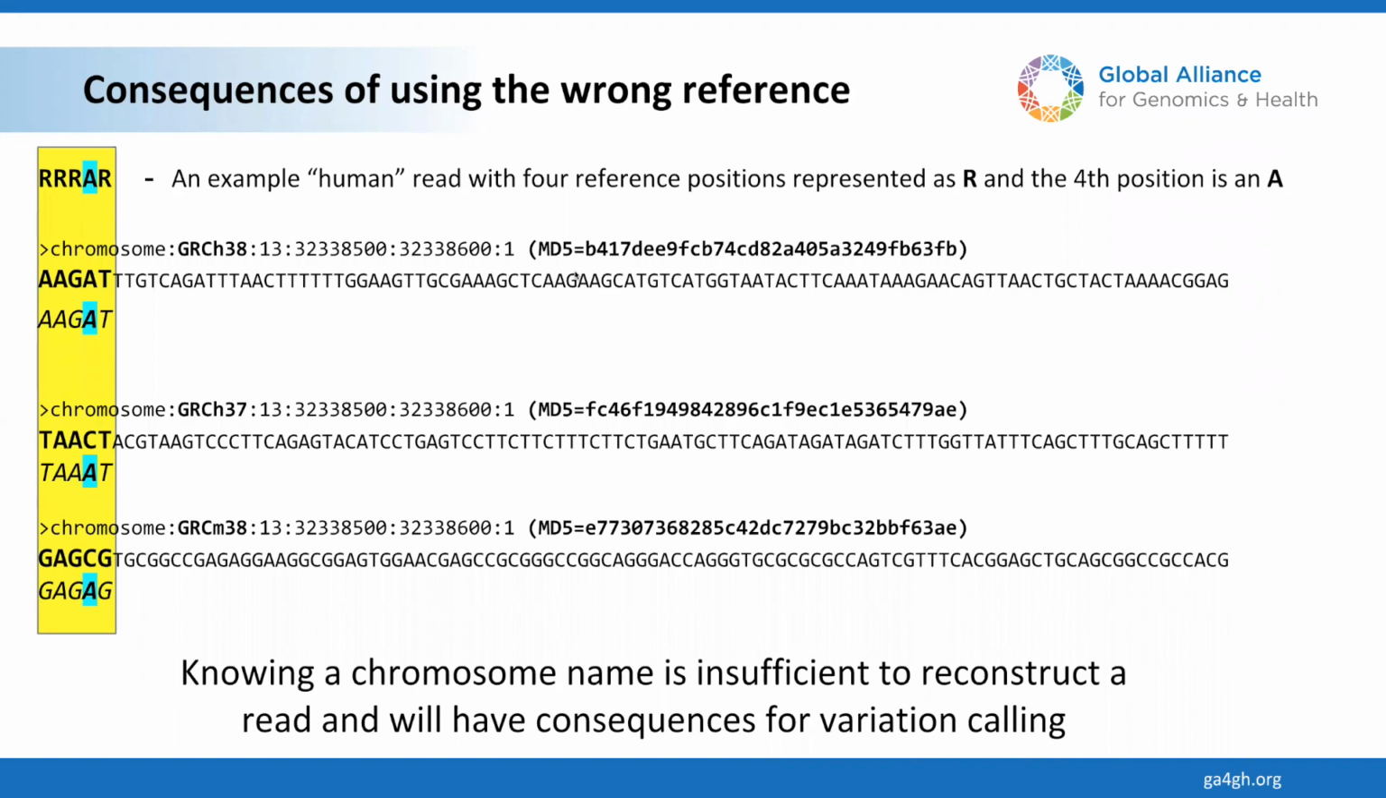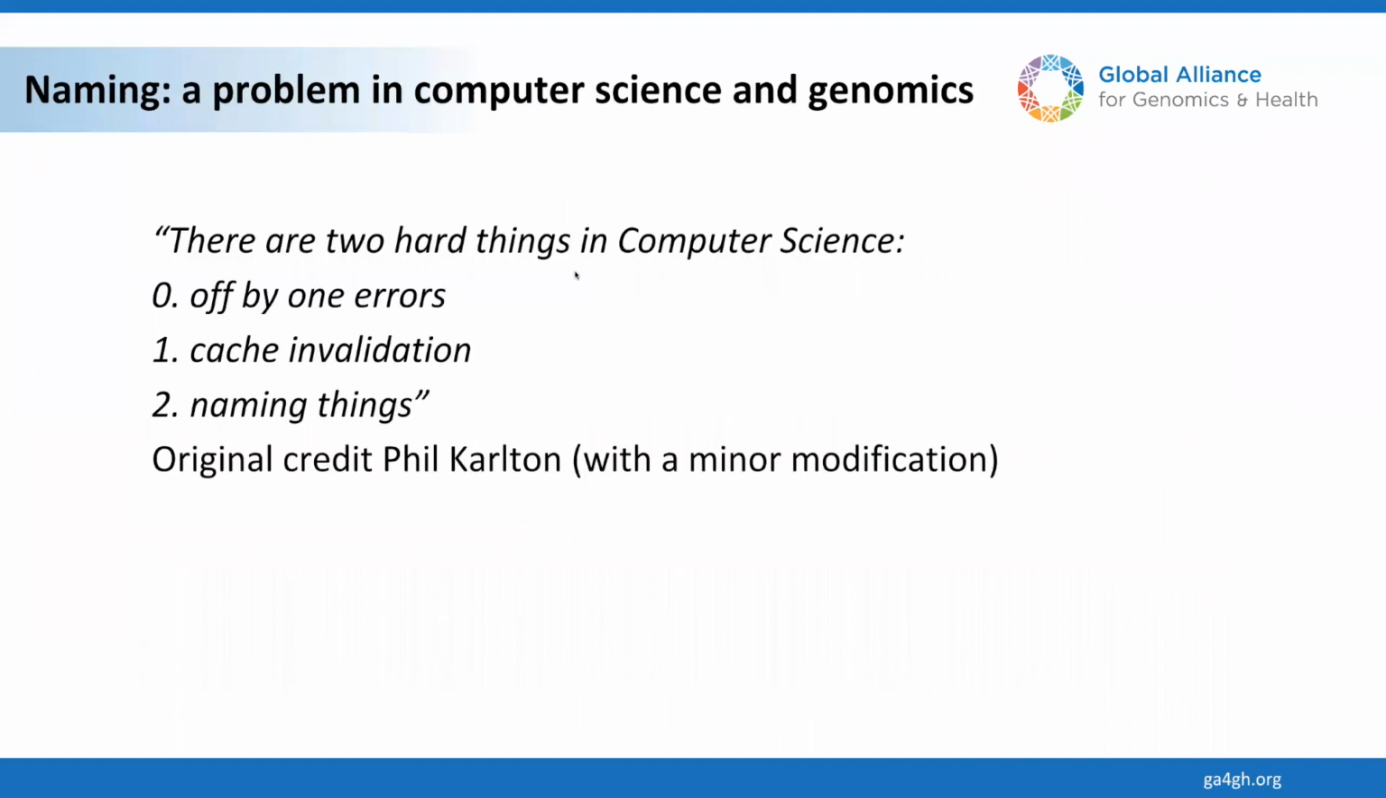We could use assembly, but again, assembly names can be problematic. So naming is always a problem. This is a slightly modified quote from Phil Karlton, but I do like it: there are two hard things in computer science, and I would definitely say genomics as well. We have off-by-one errors, we have cache invalidation, we have naming things.